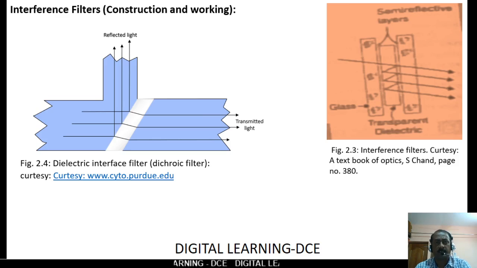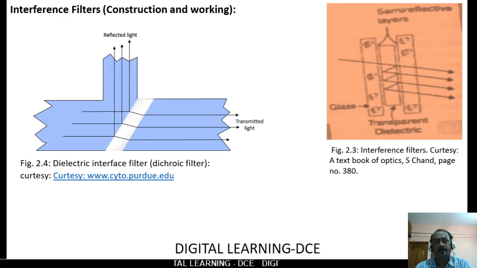With such a structure, for example a pair of parallel glass plates silvered at inner surfaces, that structure is known as the interference filter. Let us see how it is prepared and how it works.